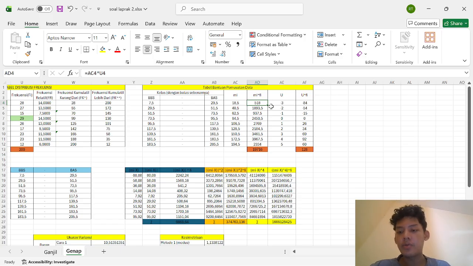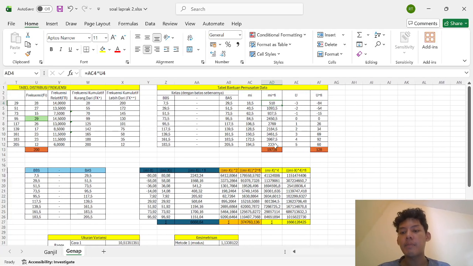Next, I calculate the real value for each class, using real values ranging from -3 to +3. Then I calculate u multiplied by the frequency. This calculation is simple. It is the process of calculating the mean using the coding method.